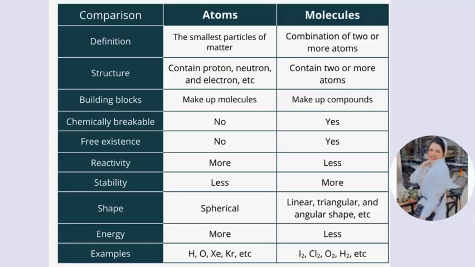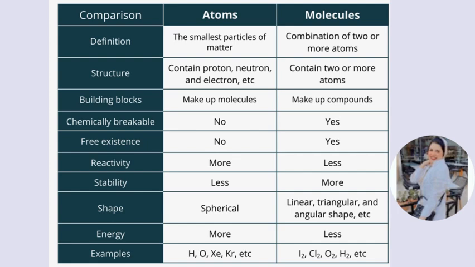Here is a very important differentiation between atom and molecule. Let's start with definition. An atom is the smallest particle of matter. A molecule is a combination of two or more atoms. Structure of an atom contains proton, positive charge, neutron, no charge, and electron, negative charge. A molecule contains two or more atoms. Building blocks: atoms make molecules. Molecules make compounds. We will discuss compounds later.